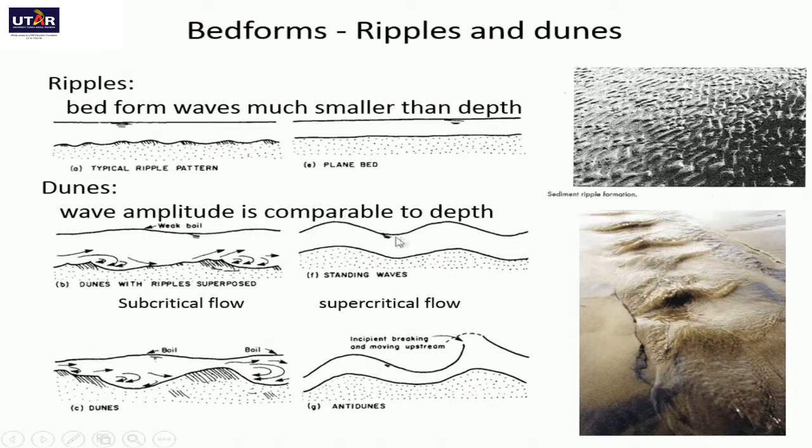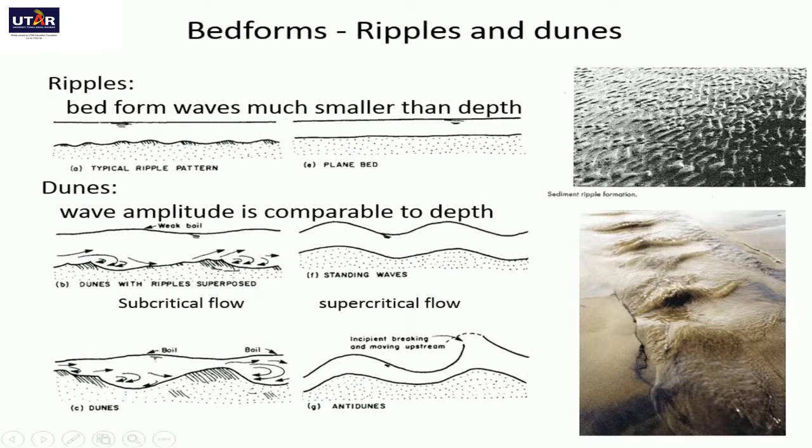So the shape of the water surface is related to the shape of the bed surface. There can be two kinds: one when the flow is subcritical, and another when the flow is supercritical. Also, the bed forms can move either upstream or downstream, and they are classified as dunes or anti-dunes.